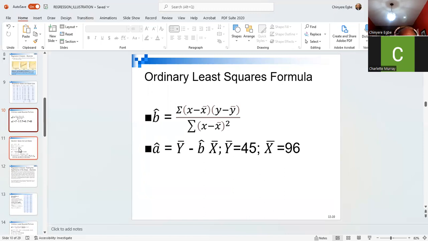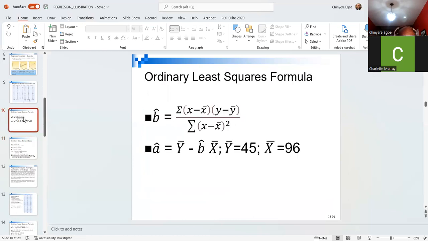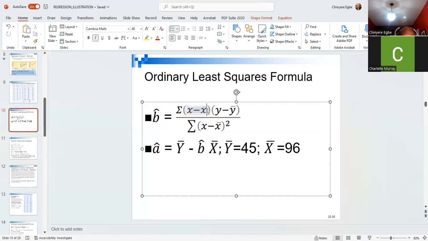So I'm going to see if I can walk through one of them. B hat is the summation of x minus x bar times y minus y bar. So in order to get B hat, you must find x bar and you must find y bar. And A hat is y bar minus B hat times x bar. Like I said, you have to find y bar and x bar. Those are the two things you need. So let's see what that gives us.